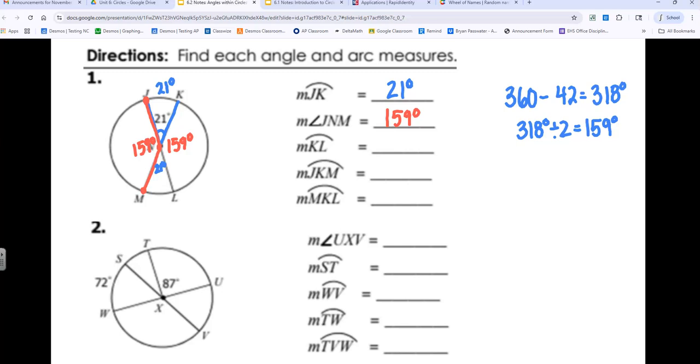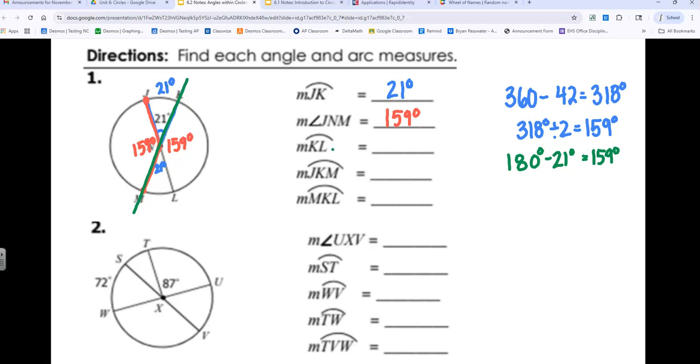Does anybody know a different way we could get 159? Okay, Jalissa? Because right here, this is half the circle, right? So half of the circle is going to be 180, and we could just subtract the 21. We could also do 180 minus 21. That would give us 159. So that's another option for how you could look at it, but both of them will get you the right answer. Now that we've got all those angles, the rest of these things should be pretty simple to come up with.